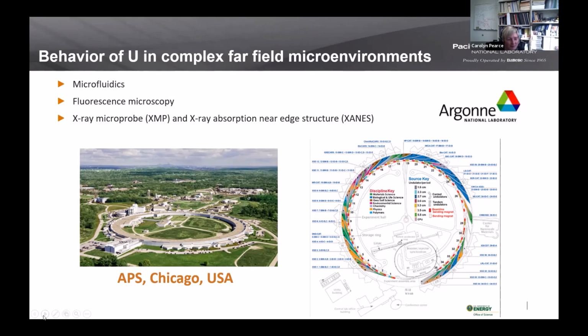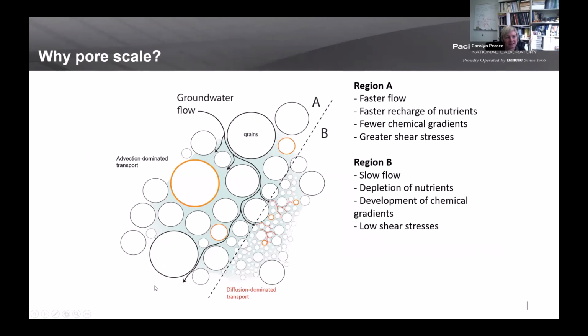Again, this is work that was done at APS. So it's all very well understanding the pristine mineral phases, but when they're in the subsurface, the arrangement in terms of the pore-scale geometry really affects the interaction with the contaminants and the flow of the contaminants. So if you have a very small particle size, you get diffusion dominated transport, which is much slower than when you have advection dominated transport, when you have these larger gaps between grains.